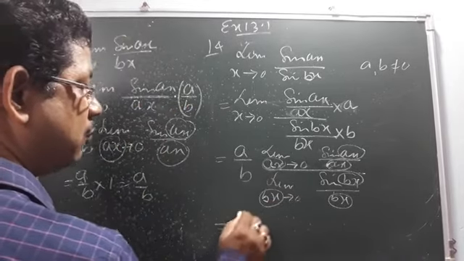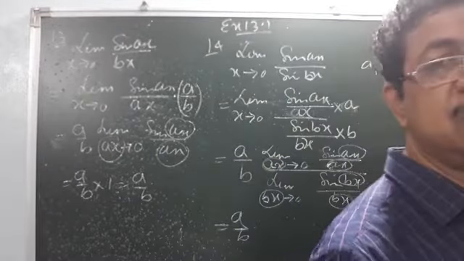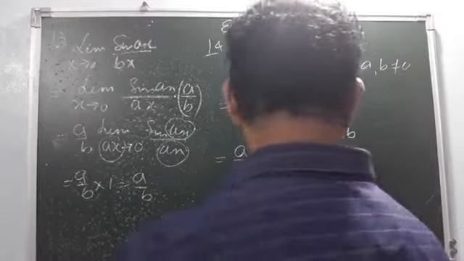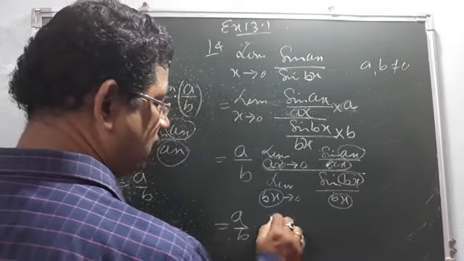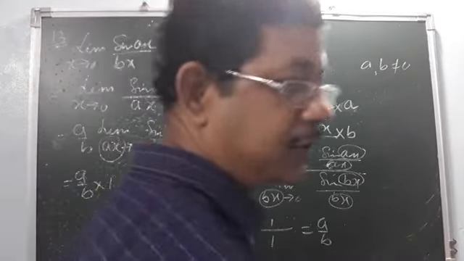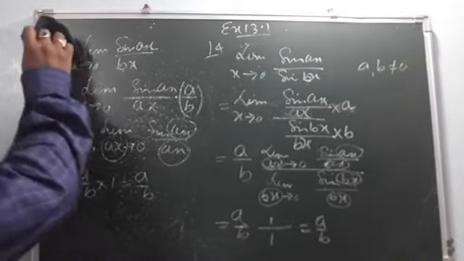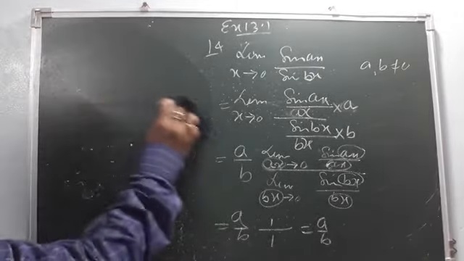So our formula is what? Limit sin theta by theta when theta tends to 0 is 1. So of course here our numerator will be 1, denominator also 1. So our answer becomes a by b. So students, this is our question, and we have done question number 14.